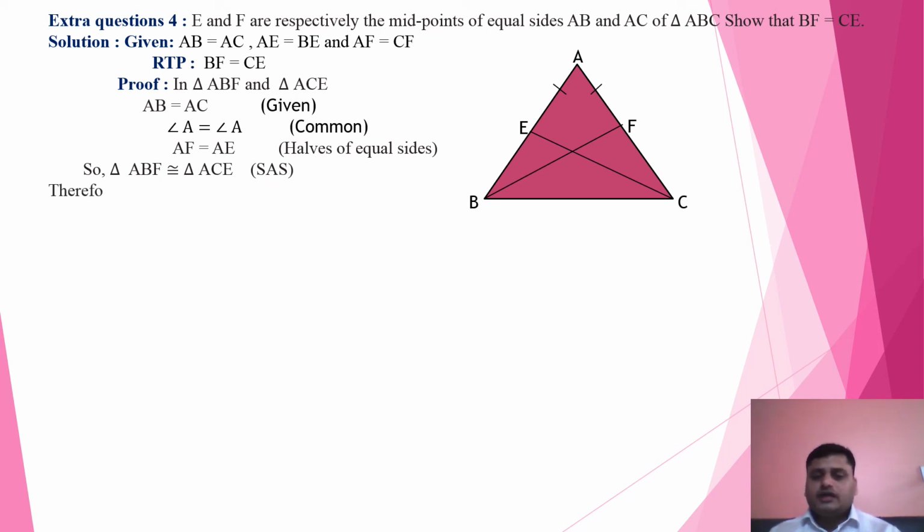So these two triangles become congruent, that is triangle ABF is congruent to triangle ACE by SAS congruency criteria, and by simplicity we can say that BF is equal to CE. Okay, so in this way we will prove this question. I hope the solution of this question was clear.